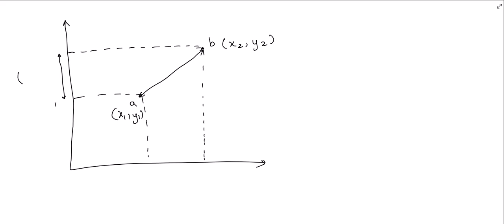So this is y2 and x4, x1 and x2. But this distance will be y2 minus y1 and here it will be x2 minus x1. Right?